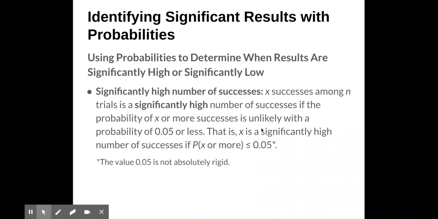So here is kind of what we're talking about with our significantly higher or lower, our extremely likely or extremely unlikely events. And this is where we get that 0.05. Now, this is not a rigid value. It's not something that is always what we're going to use. That's something that will change depending on the situation that we're dealing with.